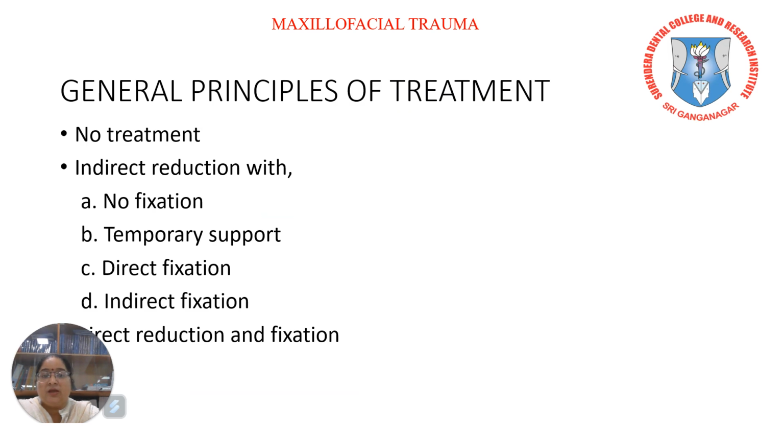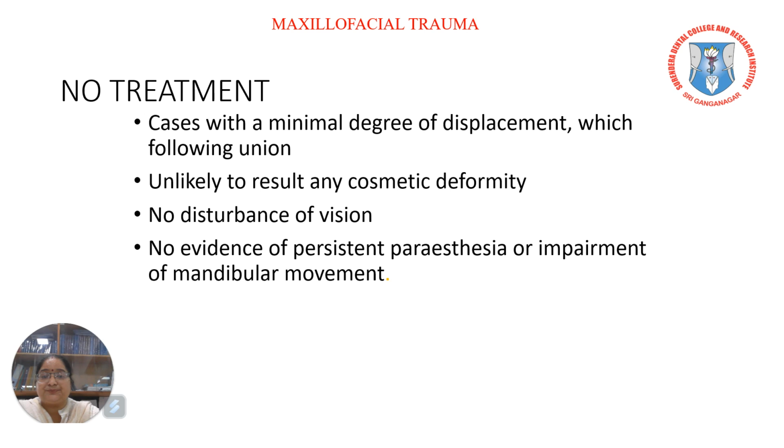and depression of the zygomatic bone can be seen. Now, what are the general principles of treatment of zygoma fracture? There can be no treatment required, then indirect reduction with no fixation or with temporary support, then we can directly fix it or indirect fixation can be done. Type 3 is direct reduction and fixation of the fractures.